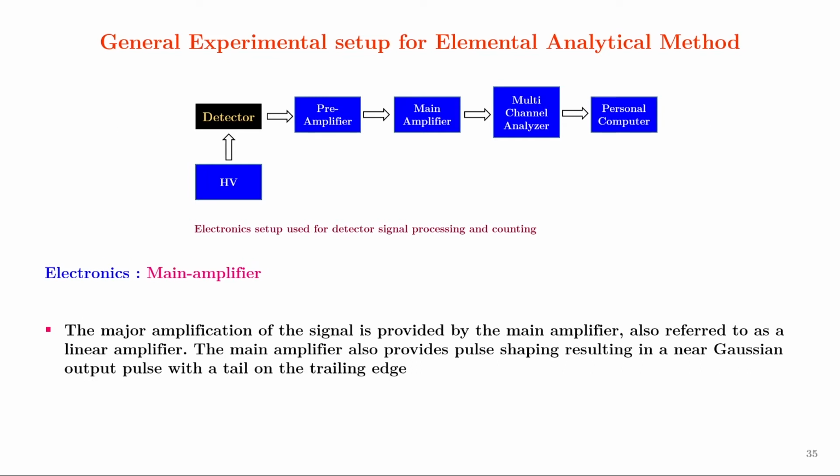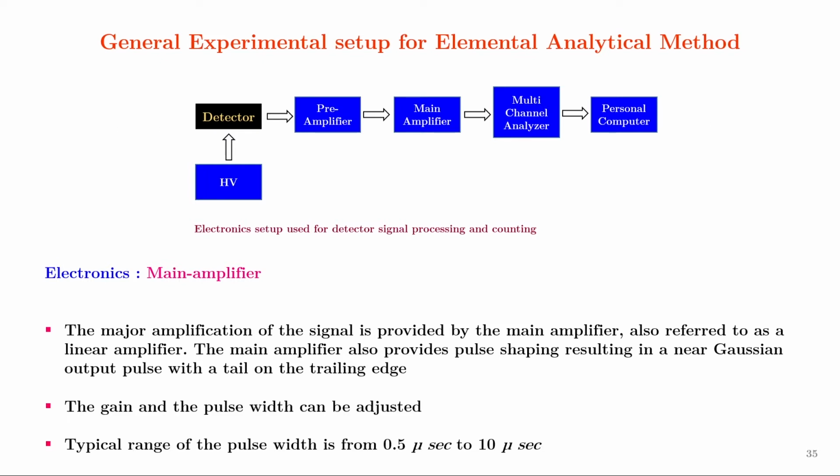The major amplification of the signal is provided by the main amplifier, also referred to as a linear amplifier. The main amplifier also provides pulse shaping, resulting in a near Gaussian output pulse with a tail on the trailing edge. The gain and pulse width can be adjusted in this case, and the typical range of the pulse width is from 0.5 microsecond to 10 microsecond.